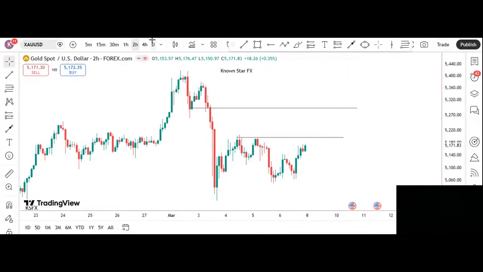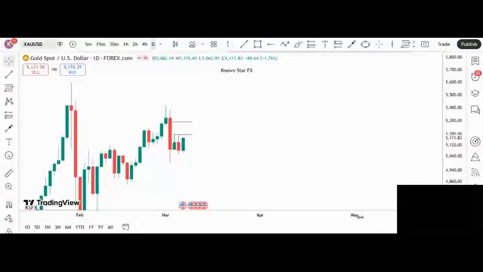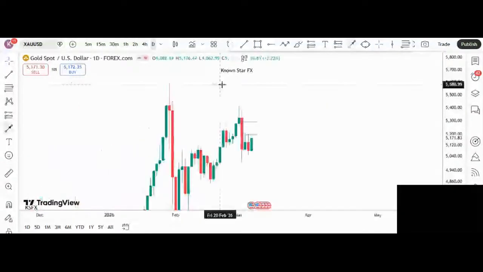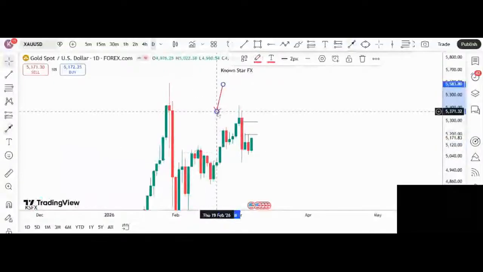Now, the daily time frame, we have some major resistance level, which is this, and we have this other resistance level. Right, this is daily time frame, so it's not minor, right?